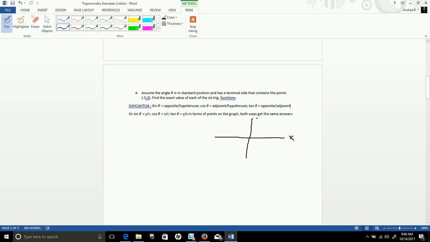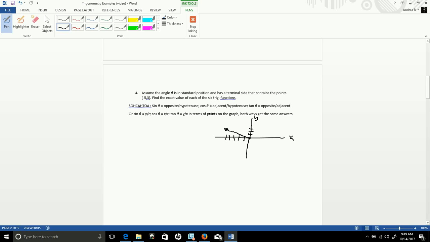So once again, we have our x and our y here. So we have -5 for the x, so we go left 5. And then we had 3 for our y, so we go up 3. Something right around here. And then just like in number 3 in the last video, here for our terminal side, we would have that connect down to the origin to create our line segment there.